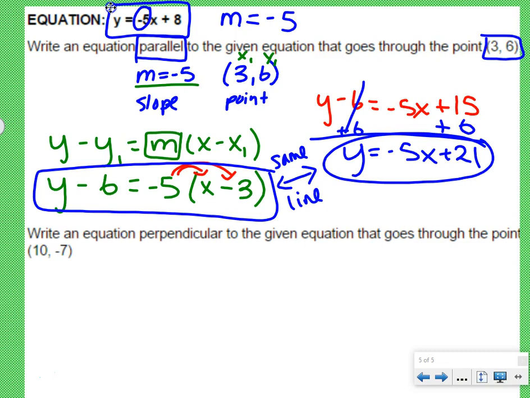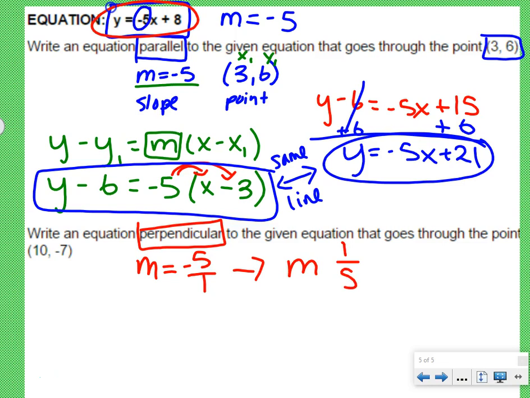All right, last example is we want to do the same thing, but we want this line now to be perpendicular to the given equation. So our original slope was negative 5. Write that as a fraction. We want to flip it so it becomes 1 over 5 and make it the opposite. This is negative, so this one's going to be positive. So this is the slope we're going to be working with, 1/5. And it goes through the point (10, negative 7).